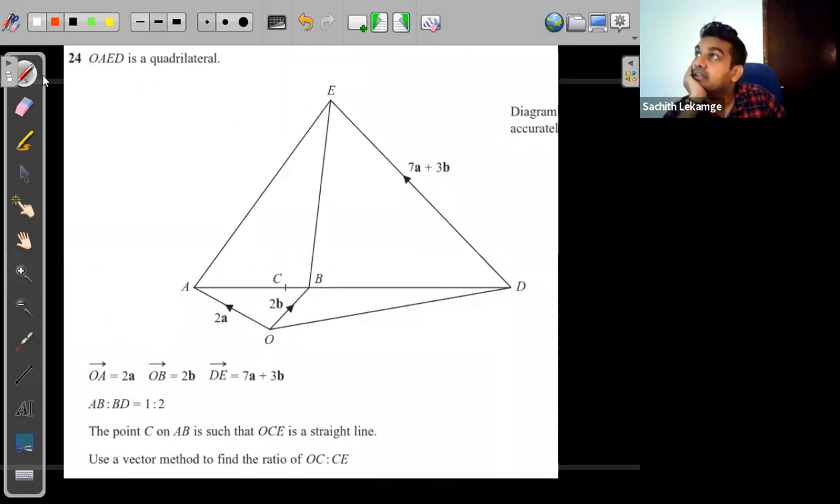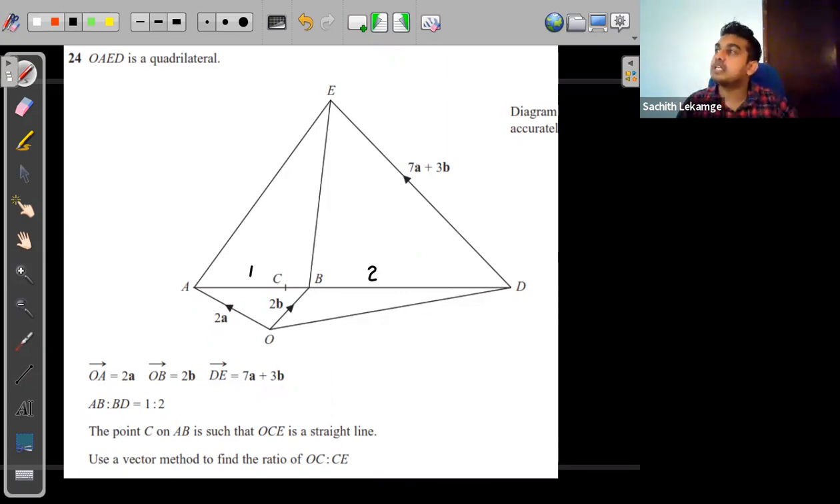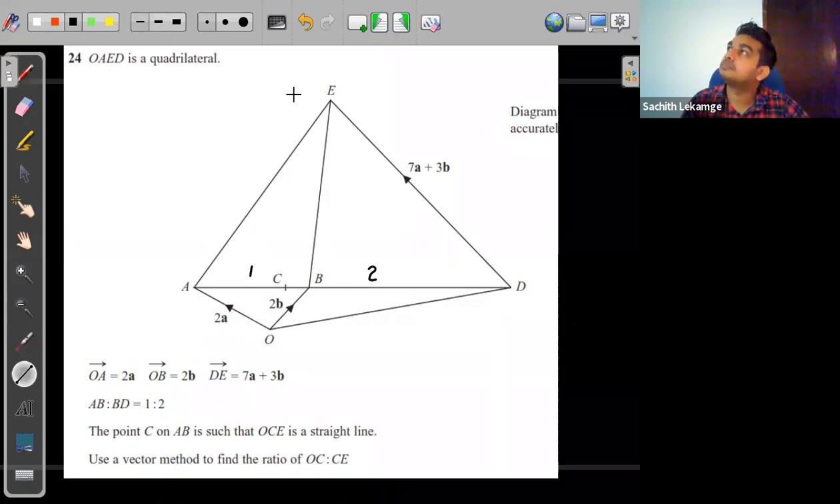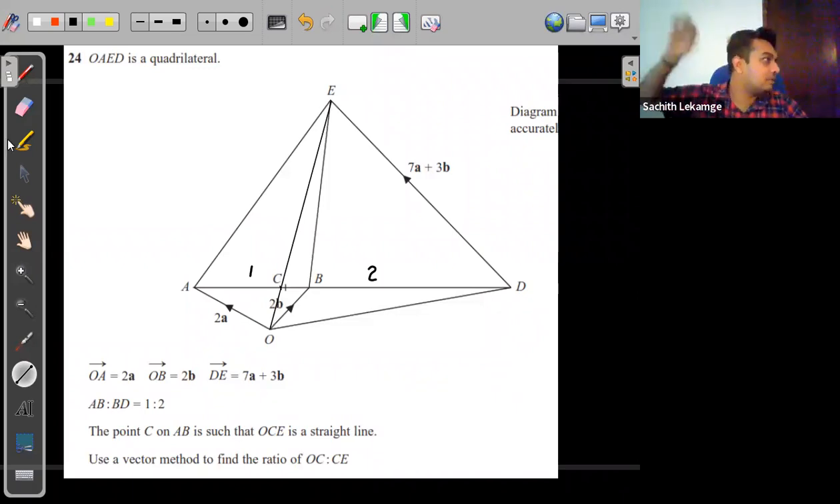I'll first explain the theory behind this. They say OA is 2b, OB is 2b, OD is 7d plus 3b. The AB to BD ratio is given as 1 to 2. The point C is on AB such that OC is a straight line. Something like this, going through C over here. They say OCE is a straight line. Then they say use a vector method to find the OC to CE ratio.